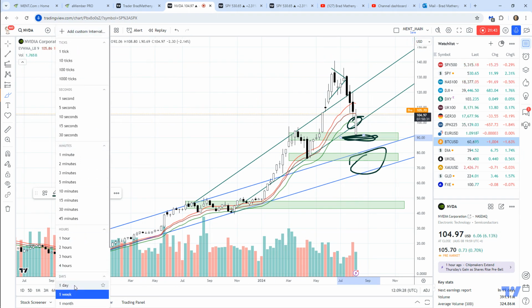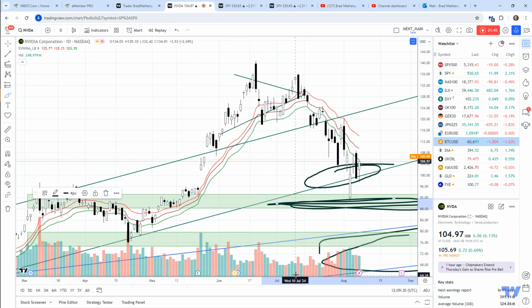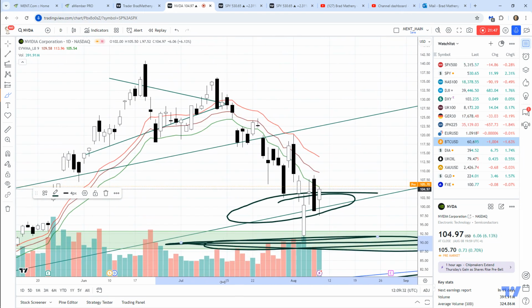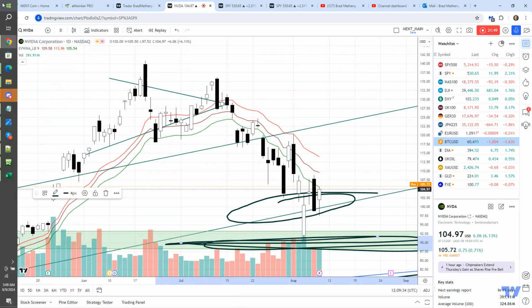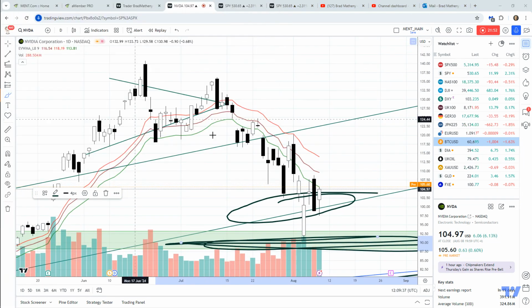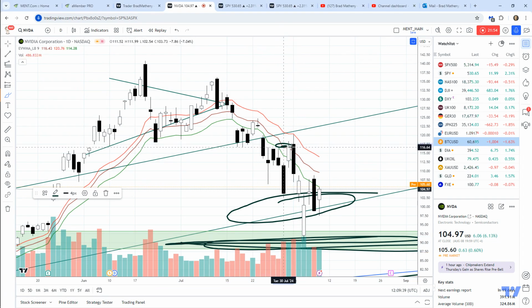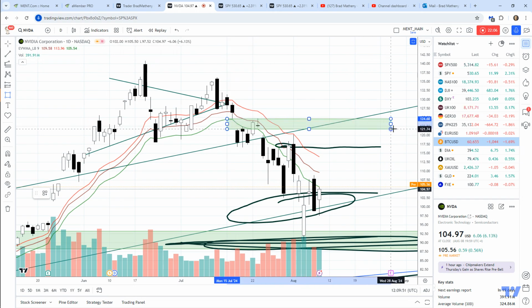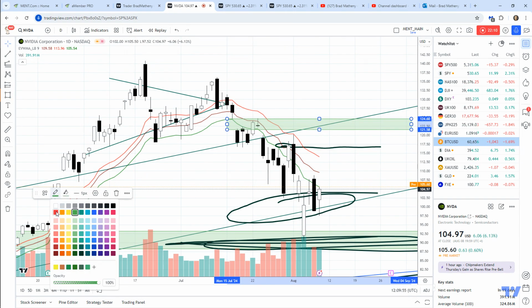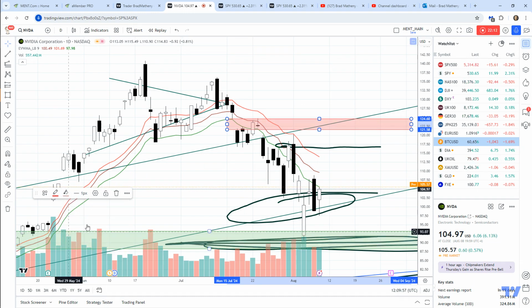Let's go down to the daily. And logically, you have a move here back up into this high, setting up a 116, 117 target area. And then you have filled this gap. So we are going to have a resistance channel right here in this gap fill range. So 124. That's going to set up another resistance area.